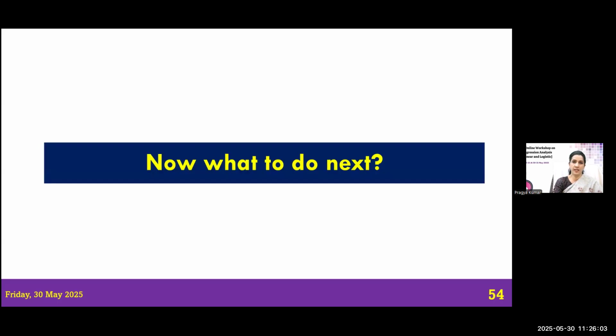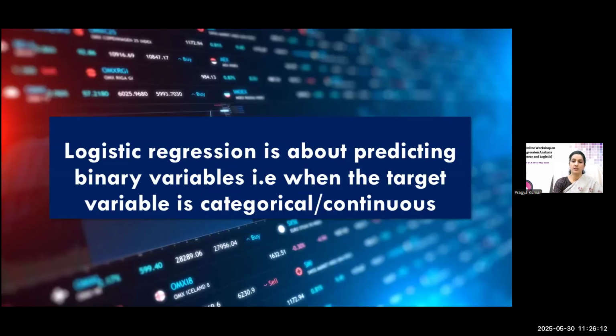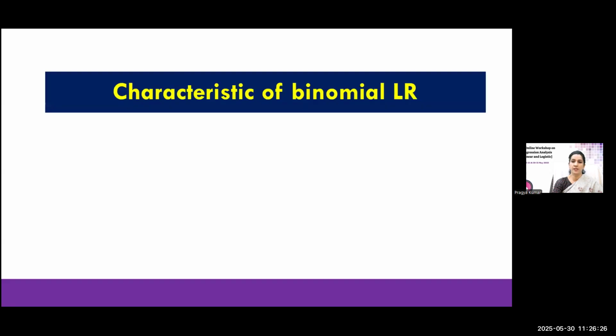So now we have selected the variables. Now what to do next? We will use the final selected predictor variables for our logistic regression equation. And here we know that this whole talk is about binomial logistic regression. This is about predicting a binary variable when the predictor variable is categorical or continuous. There are various types of logistic regression, but here we are discussing the binomial logistic in this session.